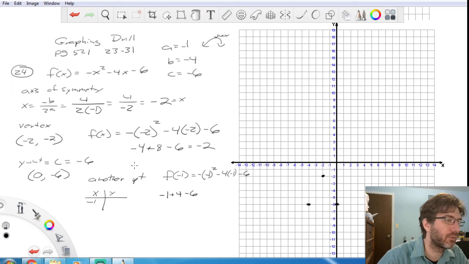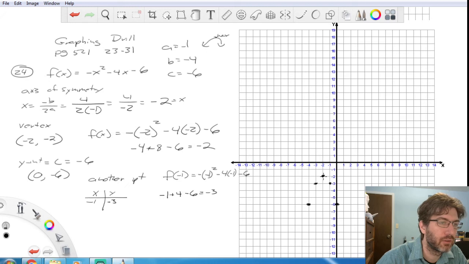So some things turn positive. Here we have -6 plus -1 gives you -7. Add a 4 and you're at -3. So -1 is at -3. And that's making sense. It's kind of fitting in line. And remember, our next point will be from the symmetry of that.